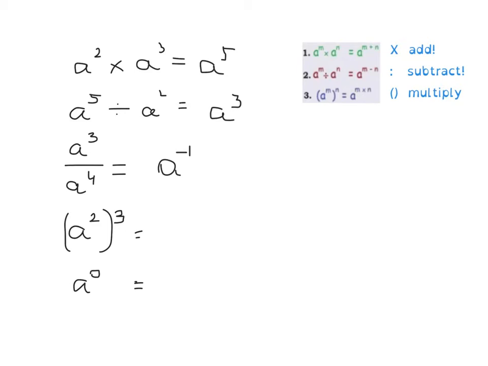What do we do if we have a bracket? This time we will be multiplying. So that is 2 multiplied by 3, 6. And very important, if we have any number or any letter to the power of 0, it's always 1. This is just a rule to remember. Just write it down in color in your copy with an exclamation mark in here.